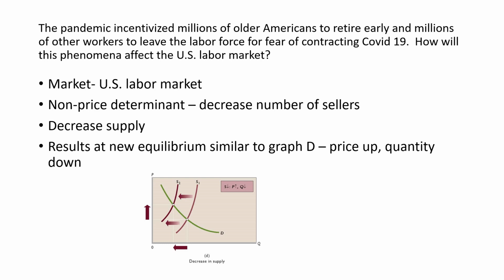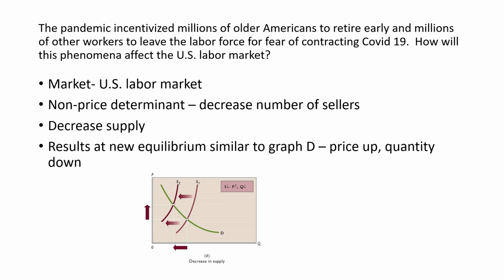Okay, time to see how we did, students. Pandemic incentivizes millions of older Americans to retire and millions of other workers to leave the labor force for fear of contracting COVID-19. How will this phenomenon affect the U.S. labor market? Well, the market should have been obvious, the U.S. labor market. The non-price determinant, remember, in a market for labor, the buyers, downward sloping demand, are businesses, and the sellers, upward sloping supply, are households.